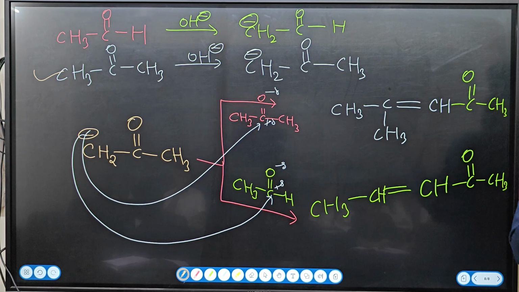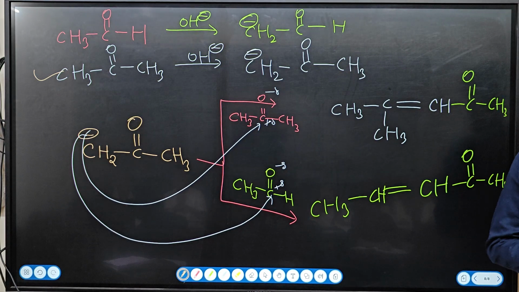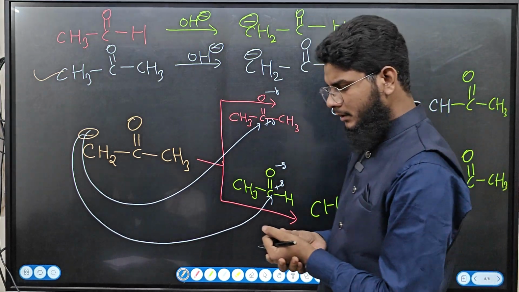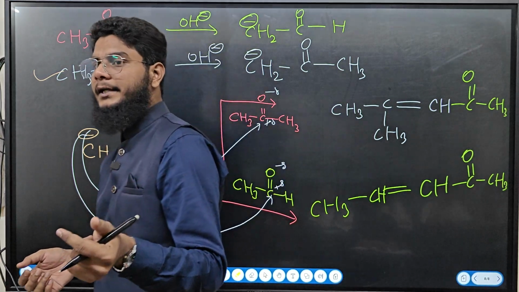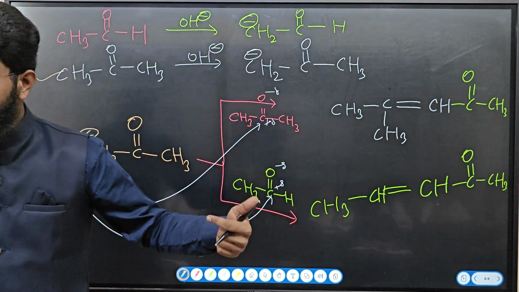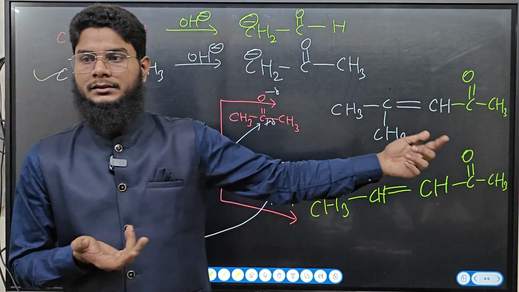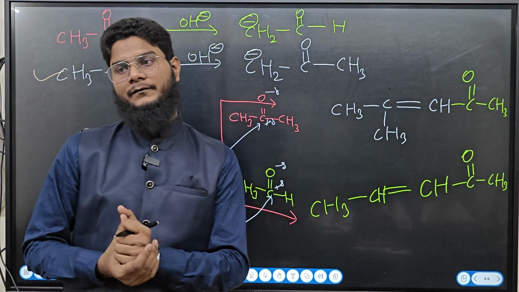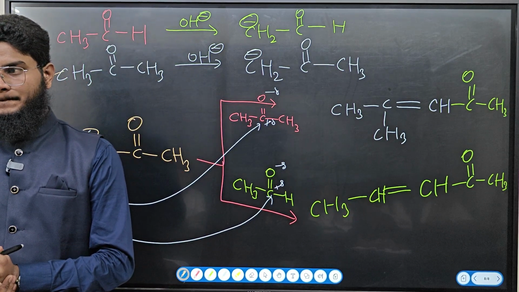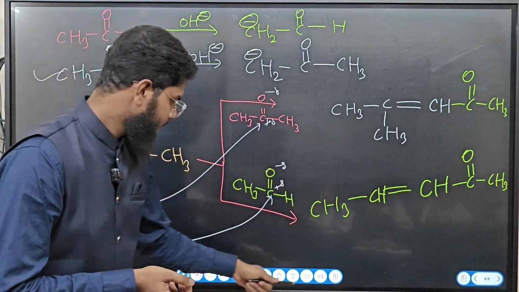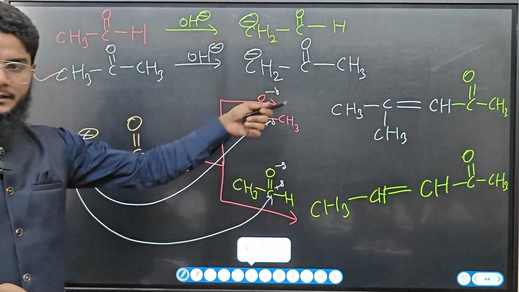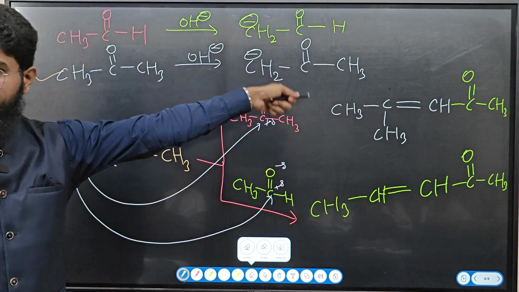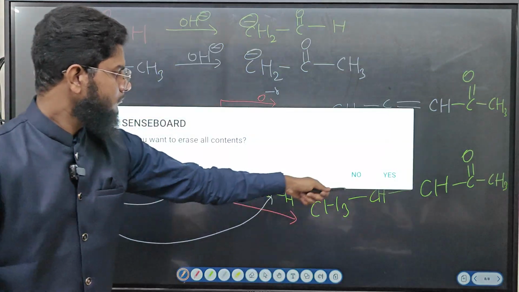But we can have one more condition. If only one carbonyl molecule has alpha hydrogen and the other does not have, then how many products will we get? You see, is this clear? Good.